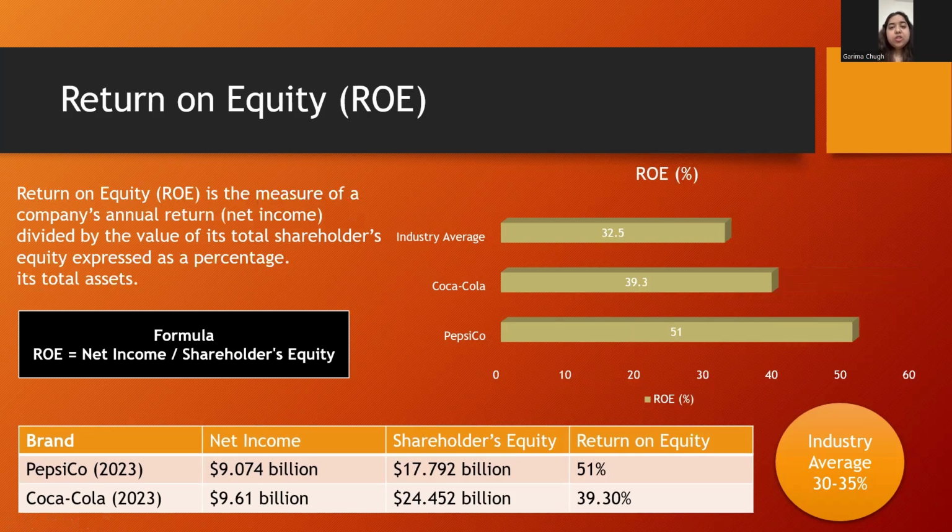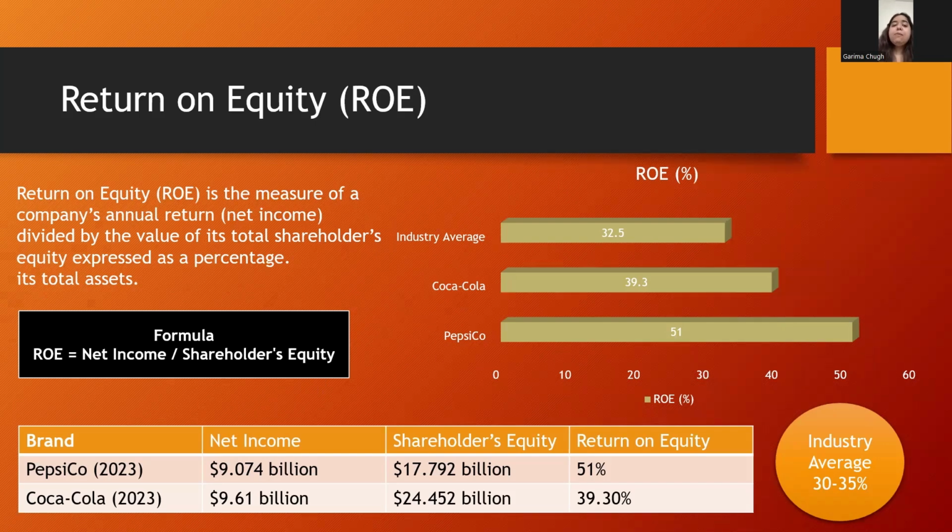Return on equity shows how effectively a company generates profits from shareholders' equity. A higher ROE indicates better returns for investors. To calculate ROE of a company, we use the given formula, that is, ROE equals net income divided by shareholders' equity. The return on equity graph shows that PepsiCo's ROE is an impressive 51%, while Coca Cola's is 39.3%.